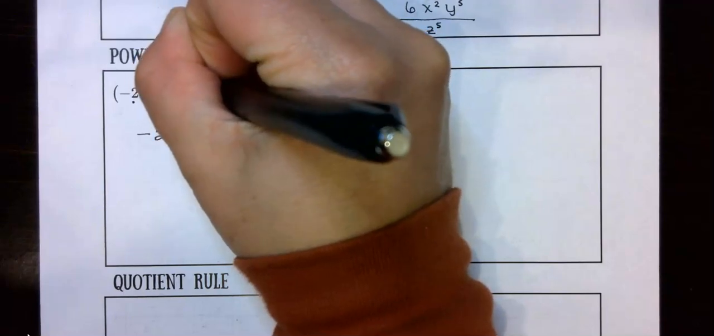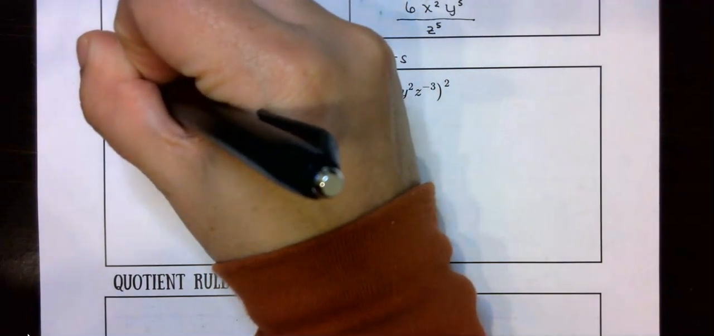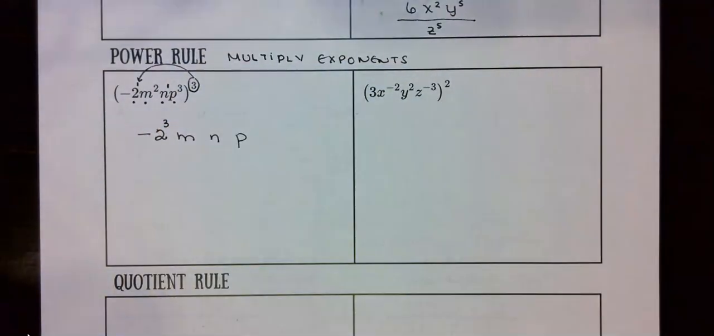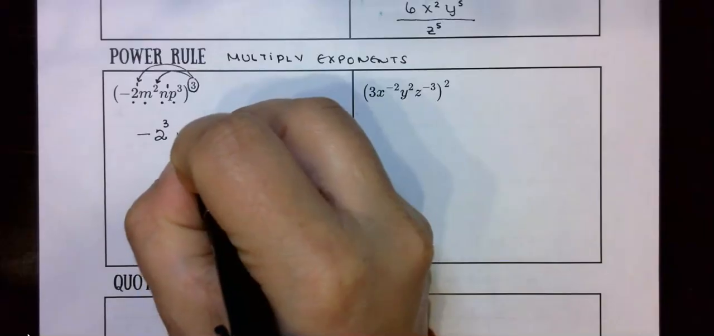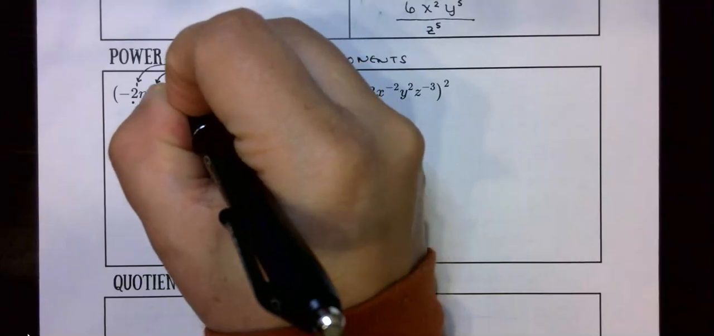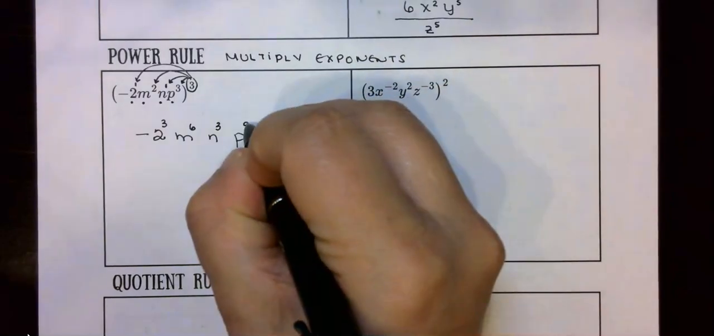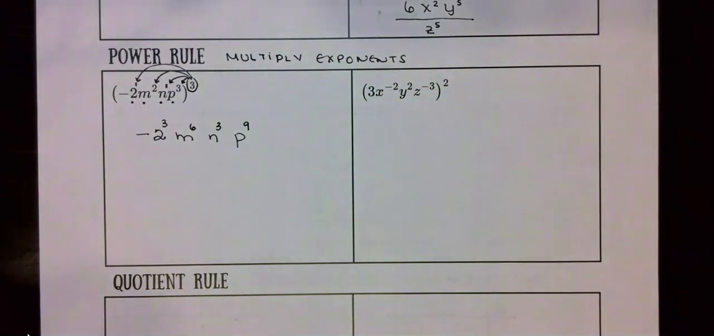So I'm actually going to draw my arrows here. I'm going to take this 3, and I'm going to multiply it, not by the -2, but by the 1. So we know 1 times 3 is 3. All right, we're going to do the same thing with the m. So I'm going to draw my arrow. 3 times 2, 6. 3 times 1, 3. 3 times 3 is 9. So remember, you're multiplying, you're not adding, you're multiplying.